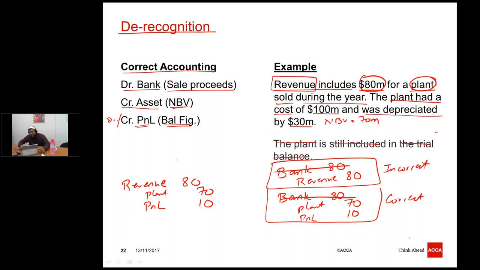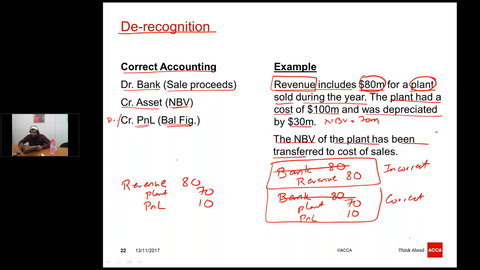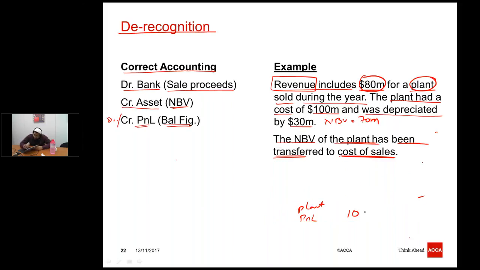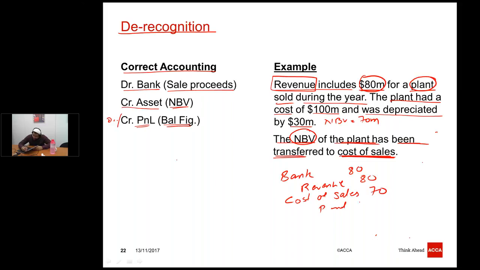Okay, so if I change the question a bit and if I say that the net book value of the plant has been transferred to cost of sales, this time the incorrect entry would change, and this would mean that the question has recorded an entry as bank debit, revenue credit, same by 80, and the net book value has been transferred to cost of sales, which means that the question has debited the cost of sales by the net book value of 70 and credited the plant by 70.